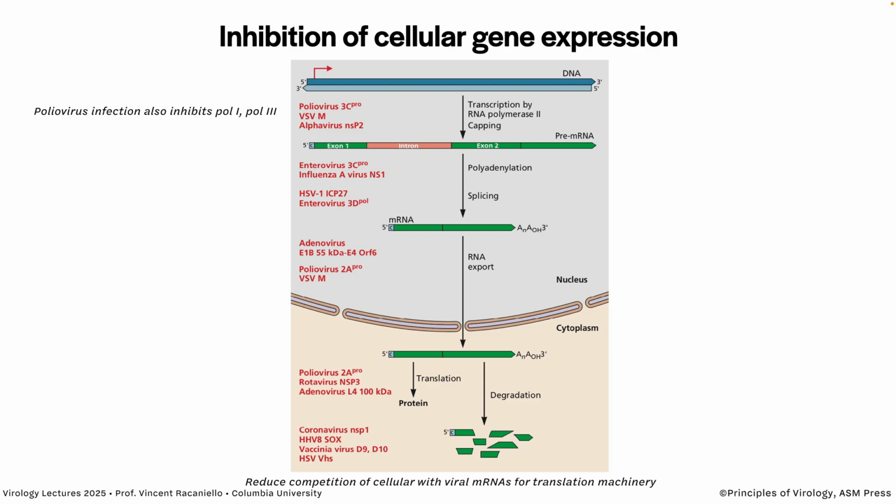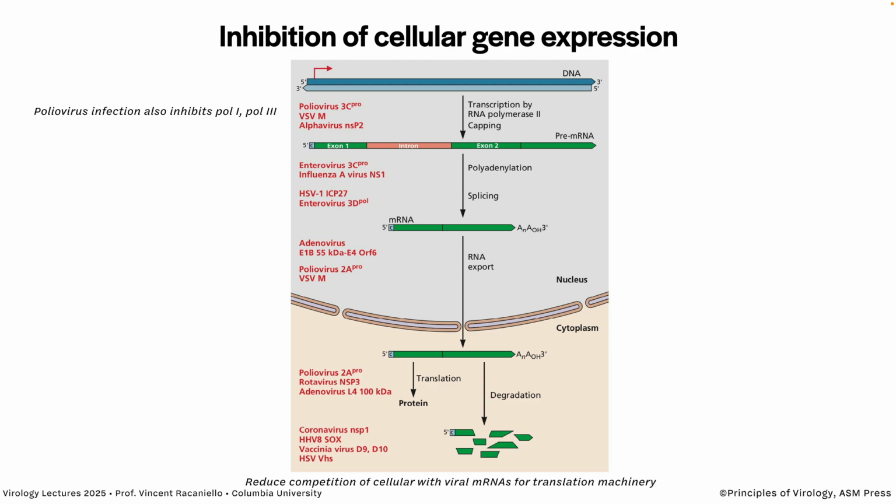Now, gene expression is also inhibited. What do I mean by that? I mean transcription, essentially. The transcription of a DNA to form a pre-mRNA, followed by splicing and polyadenylation, nuclear export, translation, and eventually degradation. We'll talk about degradation separately in a moment. These red letters are all the ways that viruses inhibit these processes. Every step is inhibited by a viral protein.